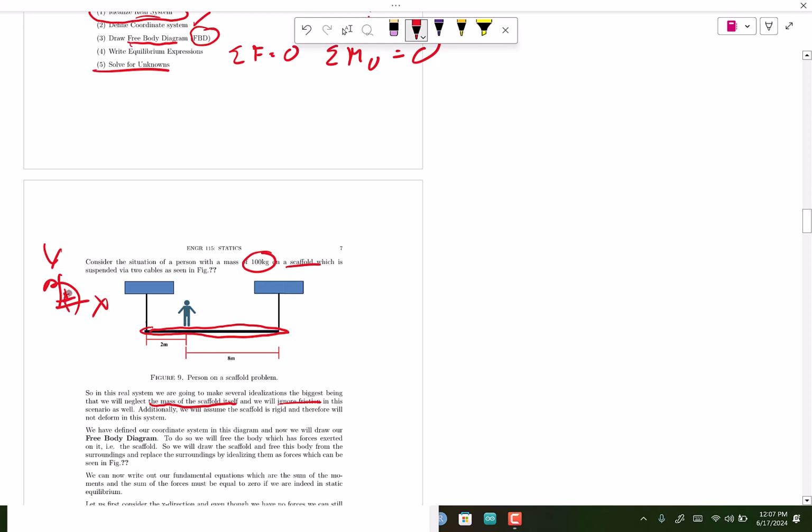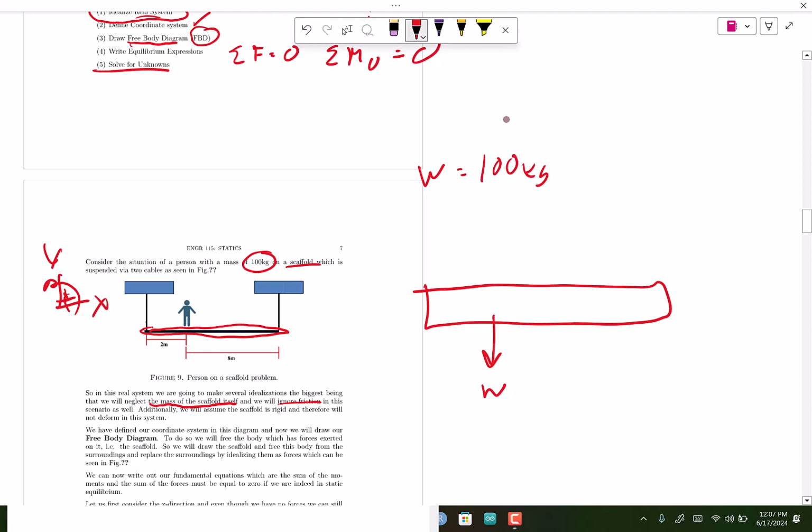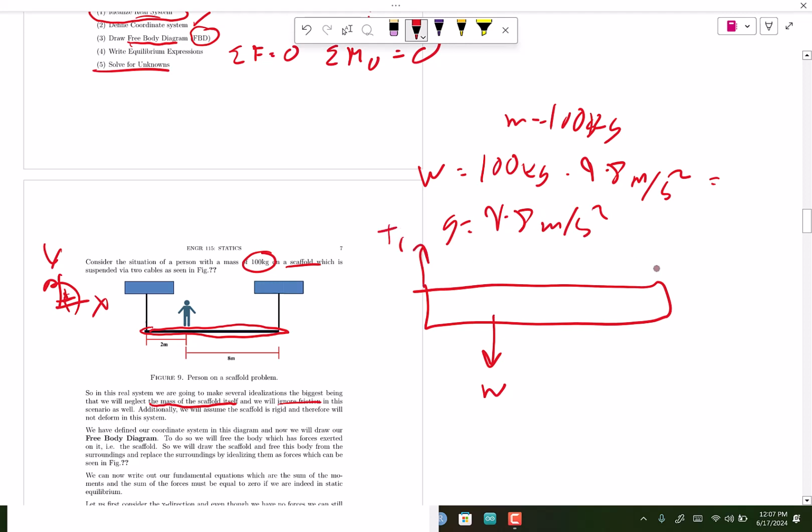Now I'm going to draw my free body diagram. So my body is the scaffold. There's going to be, at this location, a force, which is weight, and the weight is just going to be simply the mass, which is 100 kilograms. So mass equals 100 kilograms, times 9.8 meters per second squared, and that's going to give me a Newton. Again, that's just g, 9.8 meters per second squared. There's also, over here, a tension 1 and a tension 2.